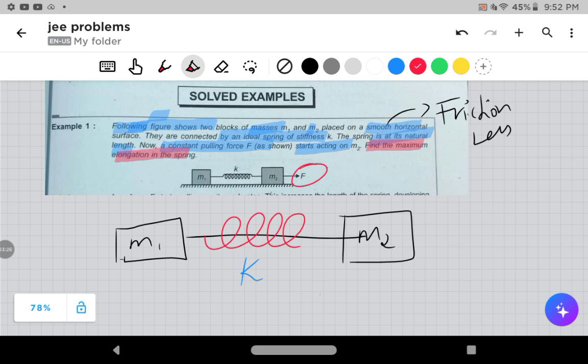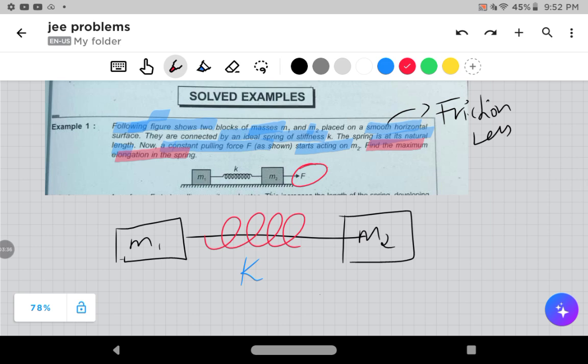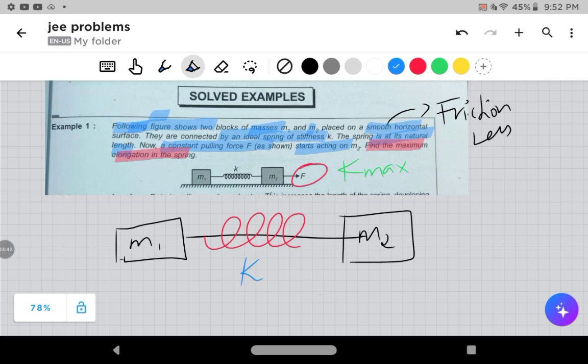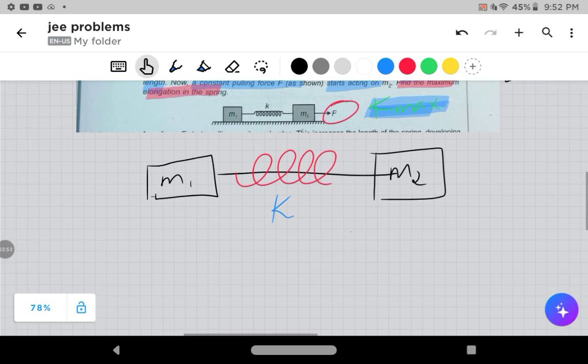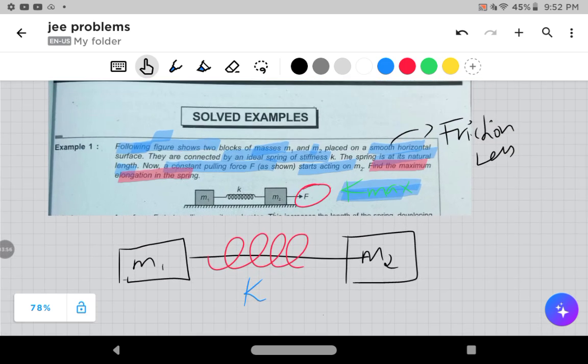So what we should find is simple. We should find x max. That's the thing we should find. That's it. This is the question, we should find x max. Okay, let's do the question. I guess you have understood the question properly.